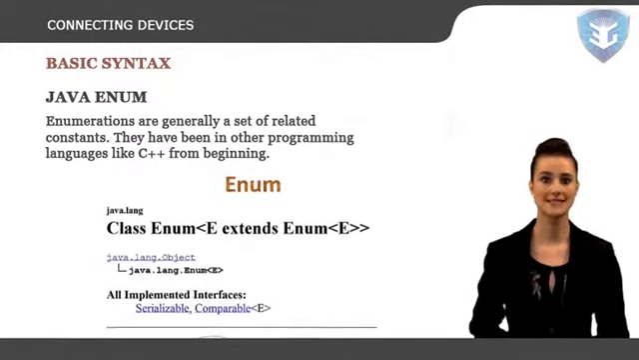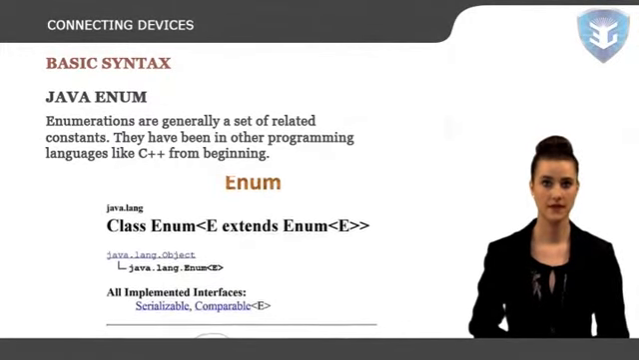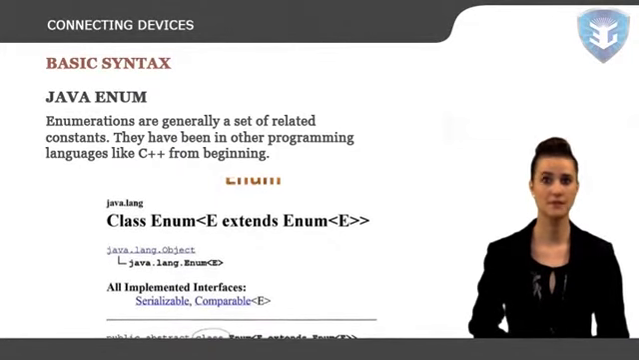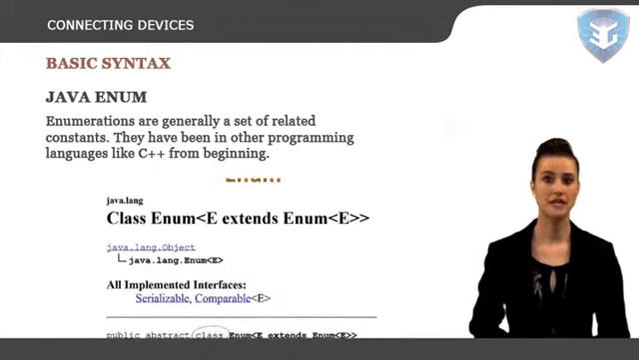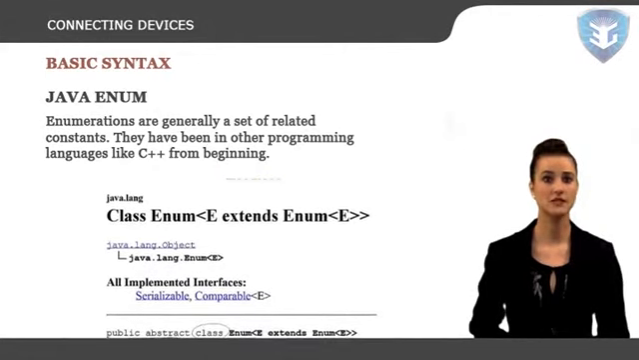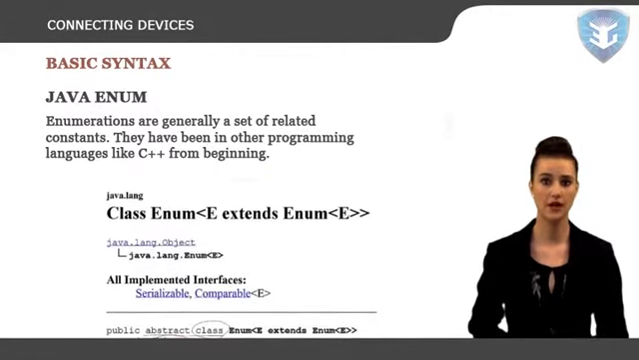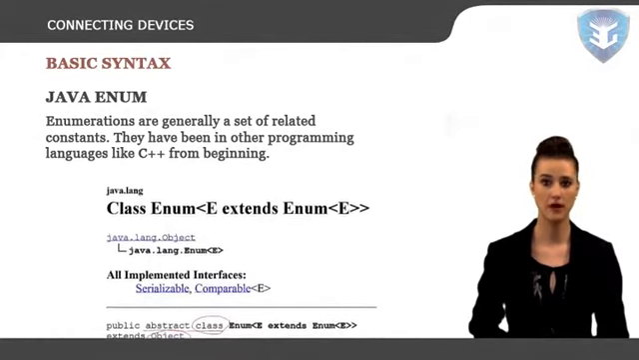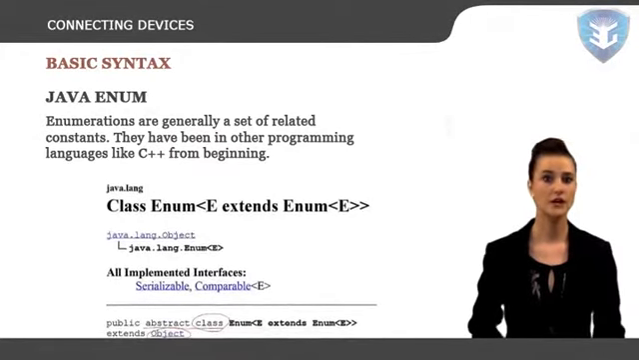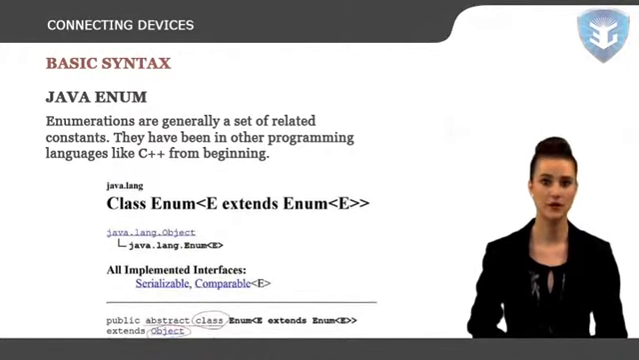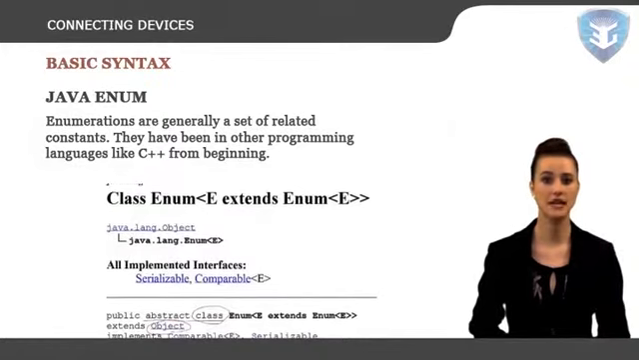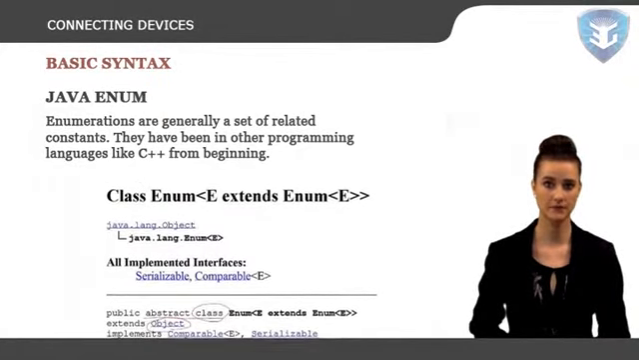Enumerations are generally a set of related constants. They have been in other programming languages like C++ from the beginning. After JDK 1.4, Java designers decided to support it in Java also, and it was officially released in the JDK 1.5 release. Enumeration in Java is supported by the keyword enum. Enums are a special type of class that always extends java.lang.Enum.